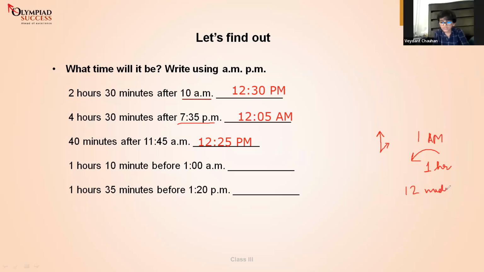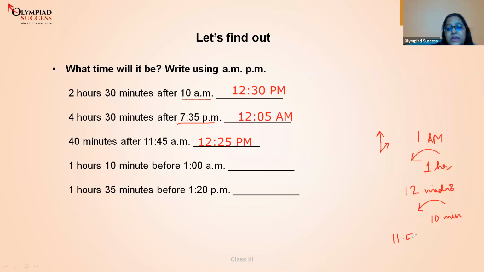And again, you need to move back how many minutes more? You need to move back 10 more minutes. So what will be the time now? Just 10 minutes left to 12 o'clock. How do you denote the time? That's going to be 11:50. Yes, correct. Now this will be AM or PM?